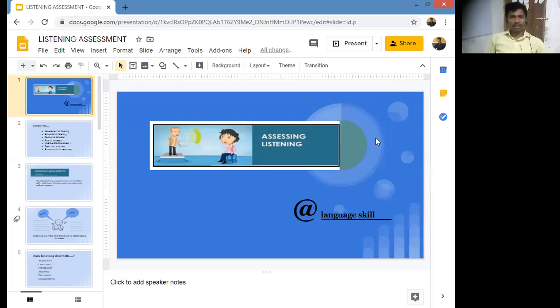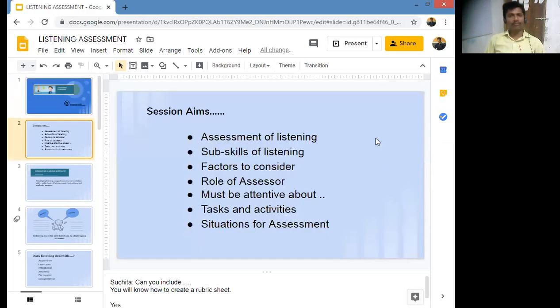Today we all are here for the assessment of listening skill. Just as a part of language learning, assessment of listening skill is more important. So for going through it, we have some session aims with us. First of all, we will see the assessment of listening.